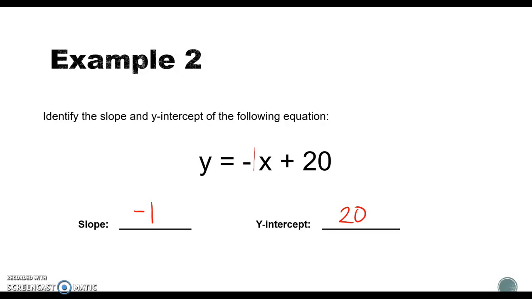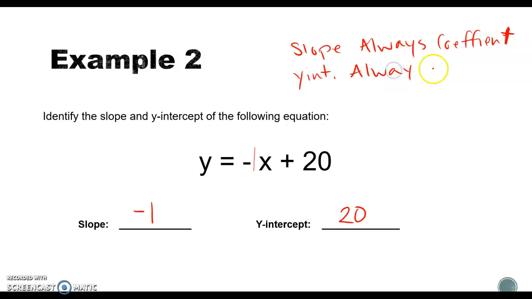So our slope is always the coefficient, and the y-intercept is always the constant.